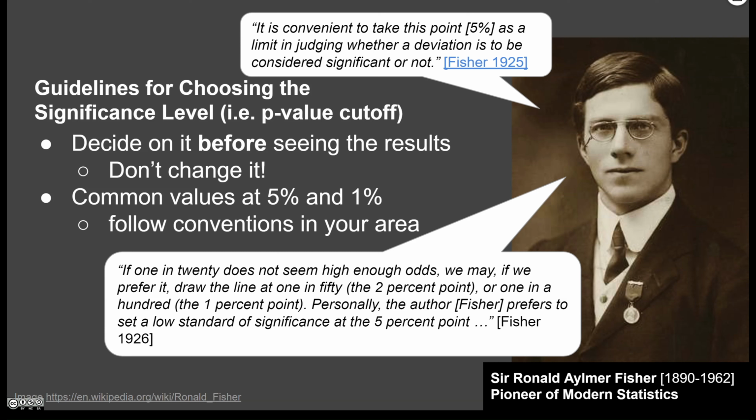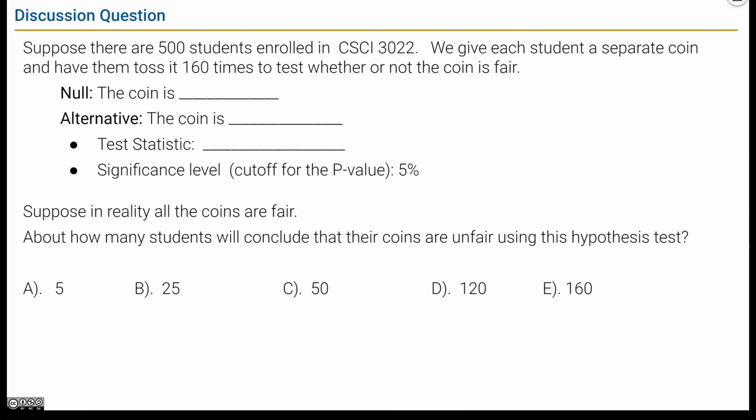But really, you should be making this decision based on the context of the data, the impact of your default action, and what you will need to change your mind. So you don't have to get stuck in the conventions of 5 or 1%. You just need to choose something that you can justify and decide on it before seeing the results, and then don't change it. So those are some key guidelines.